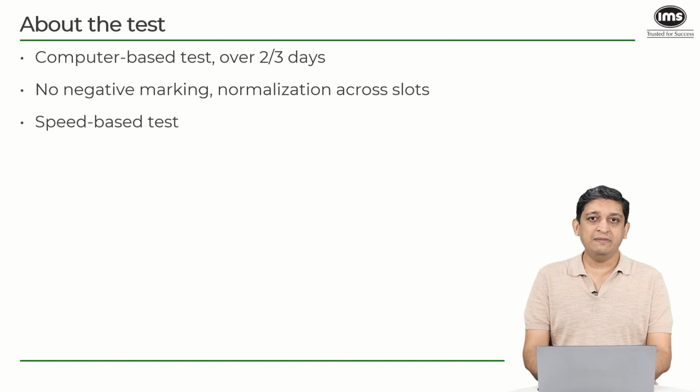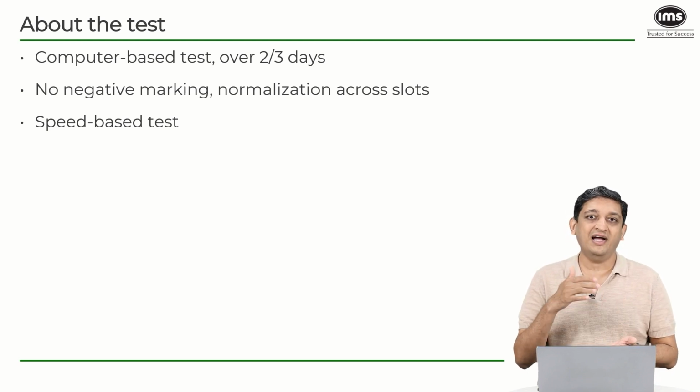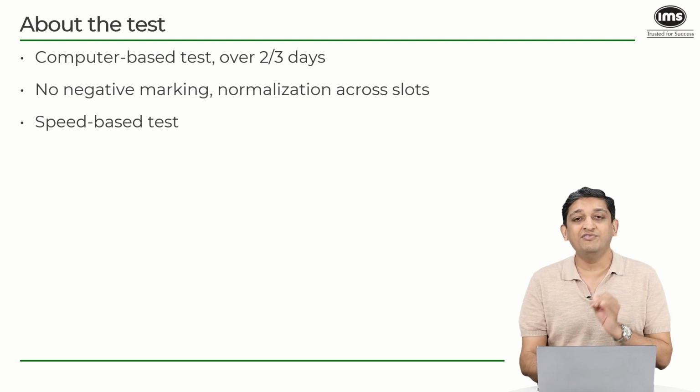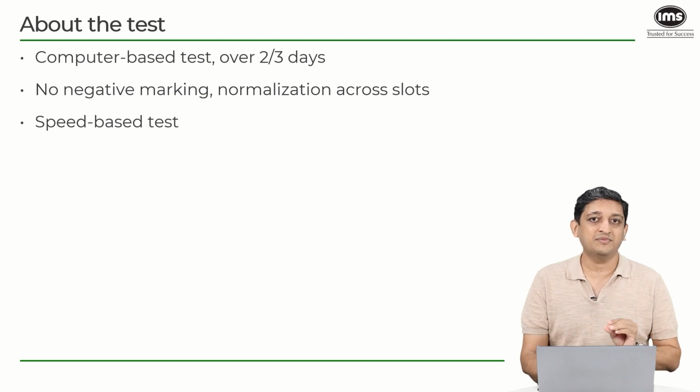Now, it's an out-and-out speed-based test, so you will be expected to answer a maximum of 200 questions in 150 minutes, which translates into a speed of 45 seconds per question when it comes to the CET.